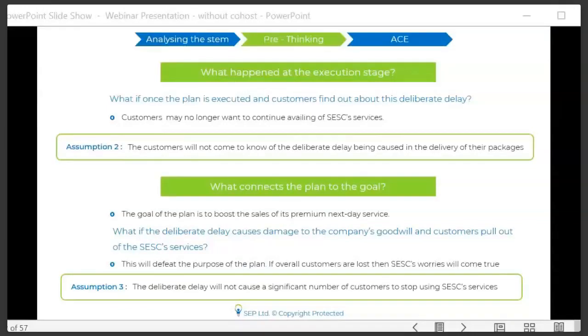All right. With those 3 assumptions in hand, let us now move to the answer choice elimination stage. So here it is.